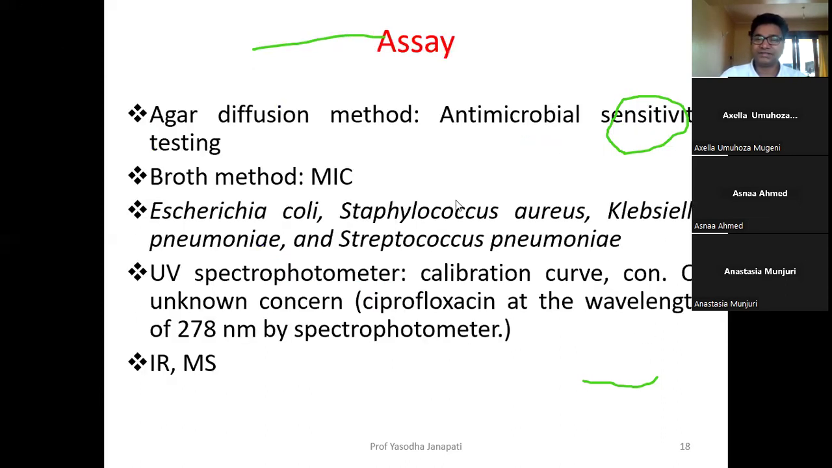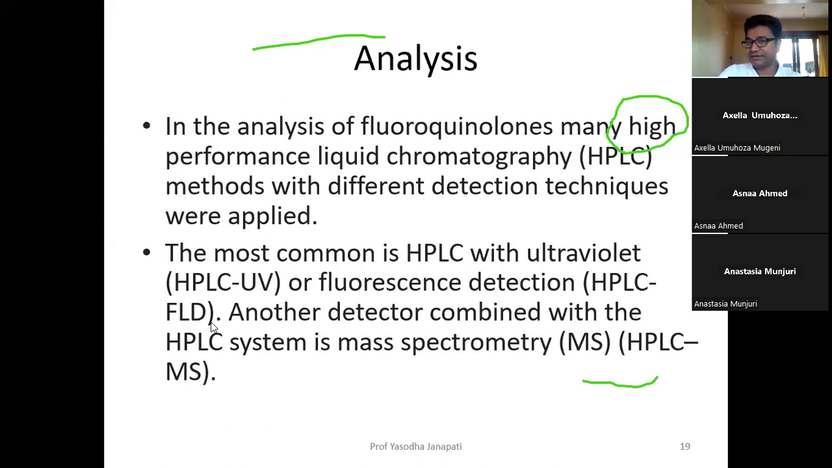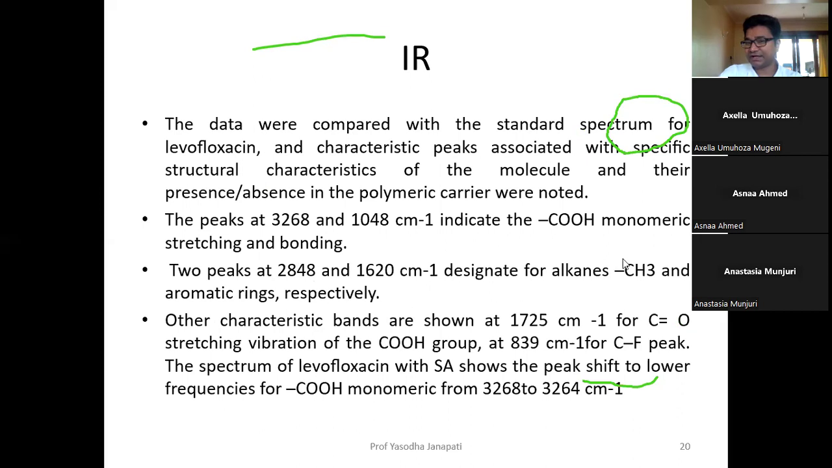Then you can see its activity. You can do the agar diffusion method, and the broth method to check the minimum inhibitory concentration. That is what we were doing in our lab. Even with a UV spectrophotometer, you can do it at a lambda max of 278 nanometers. Then even with IR, these are some of the peaks you can observe.